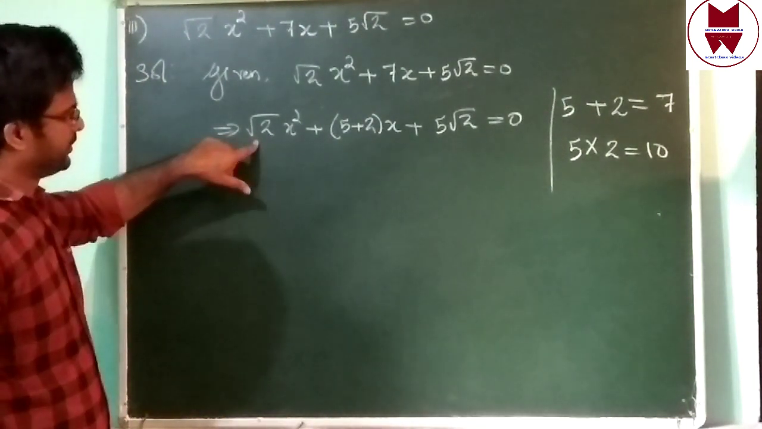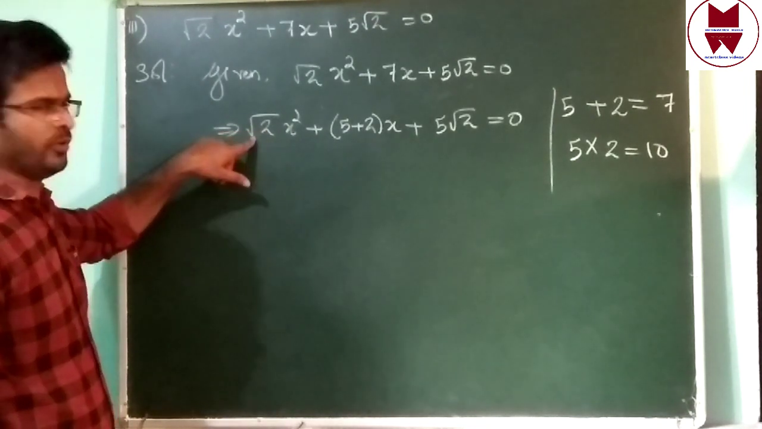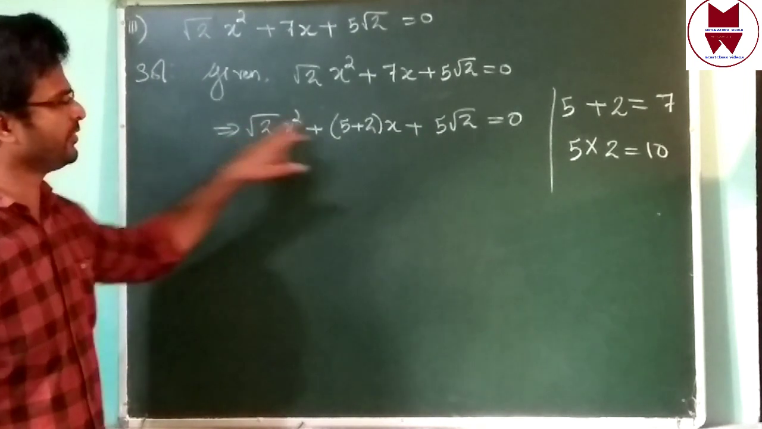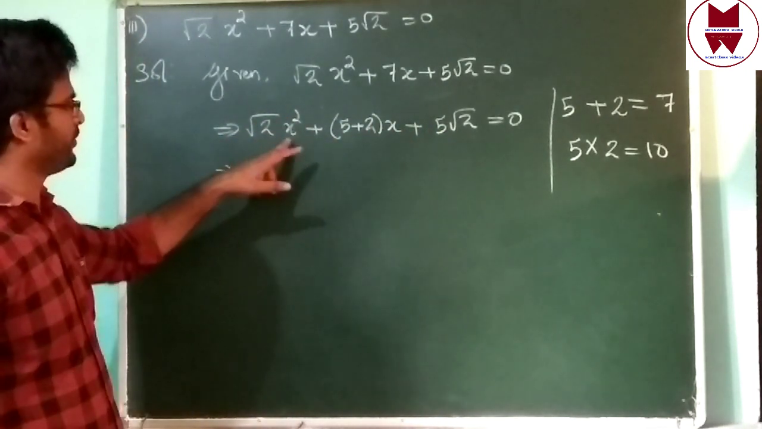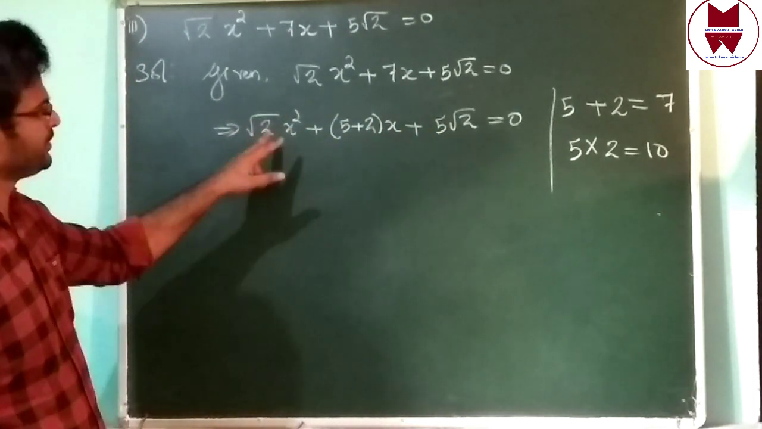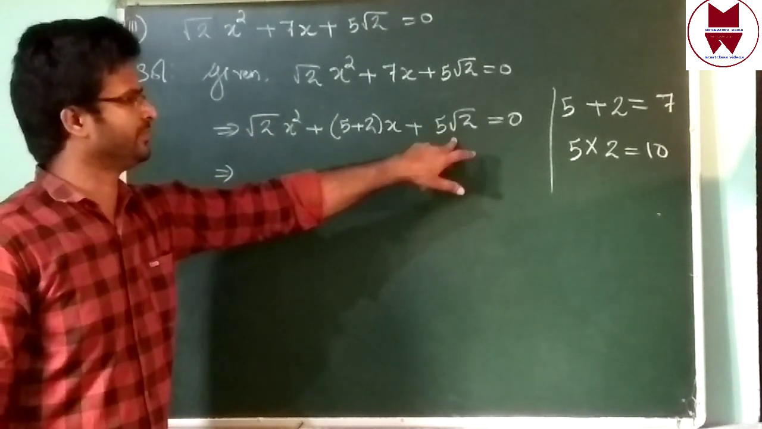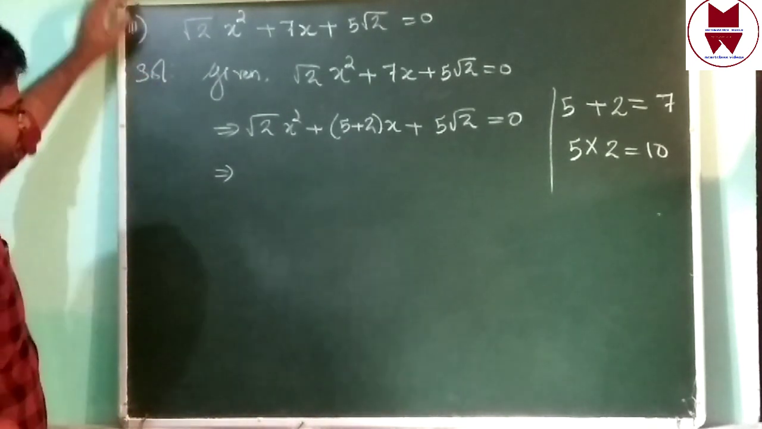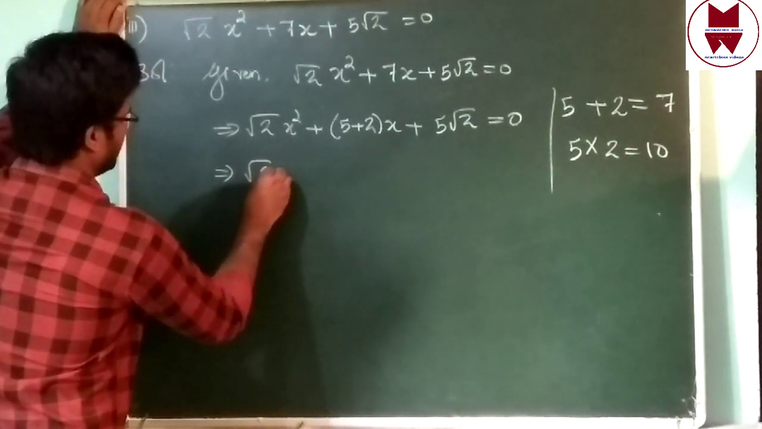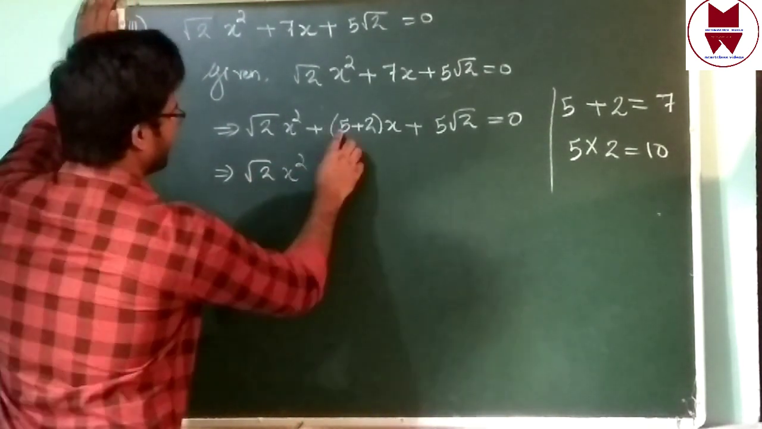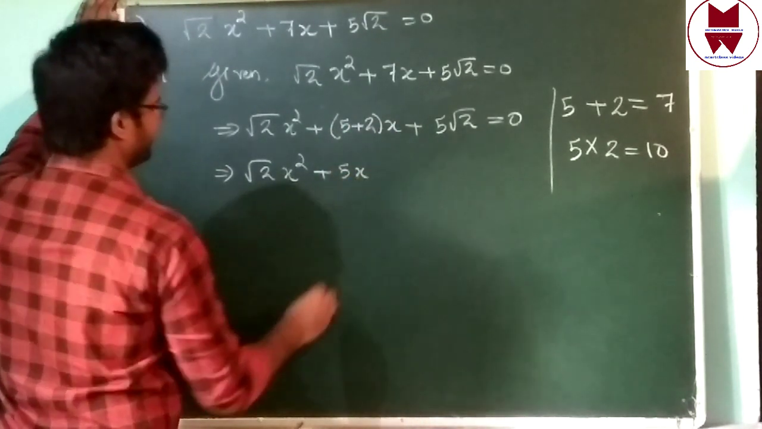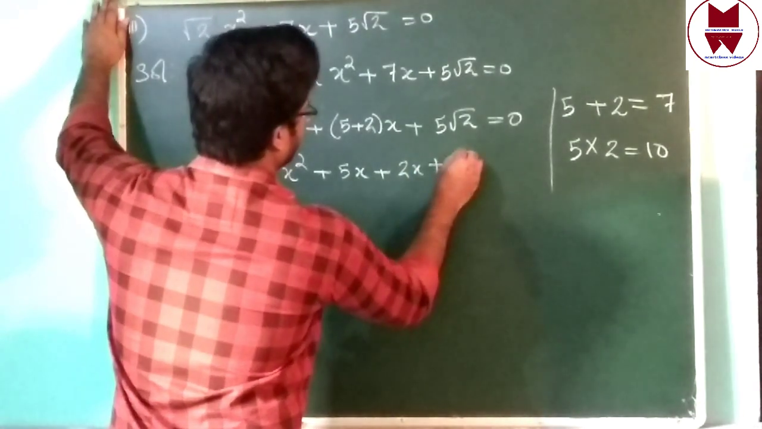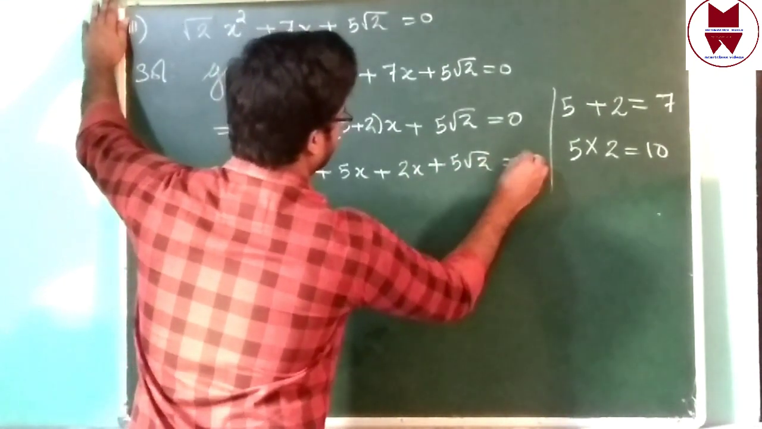In here, the coefficient of x square is not 1, which means this last term don't change. Here if it is 1 you can change, but if the coefficient of x square is any number except 1, don't change this number, write same as it is. Root 2 x square, remove bracket, 5 into x, 5x, 2 into x, 2x, 5 root 2 equal to 0.